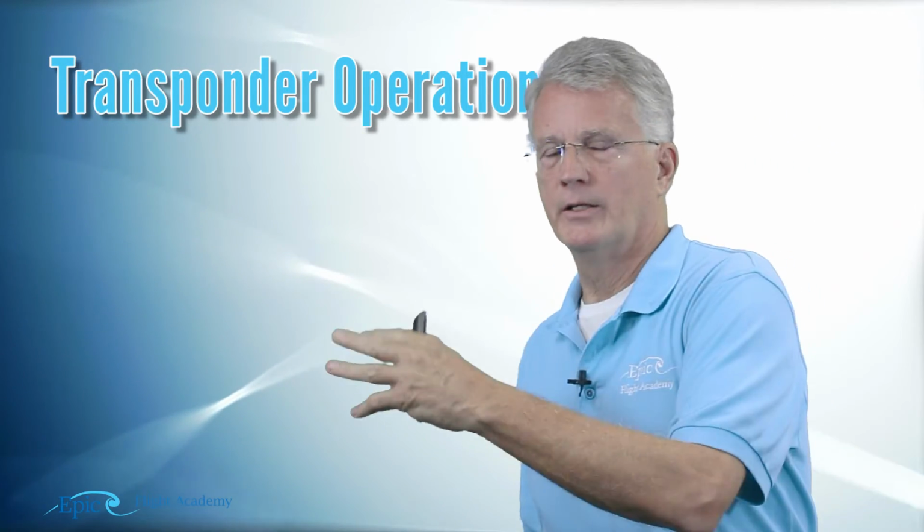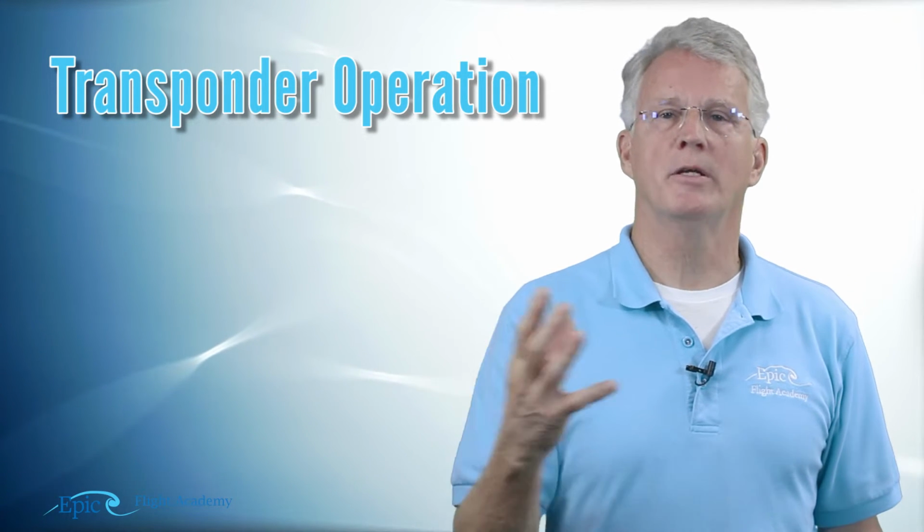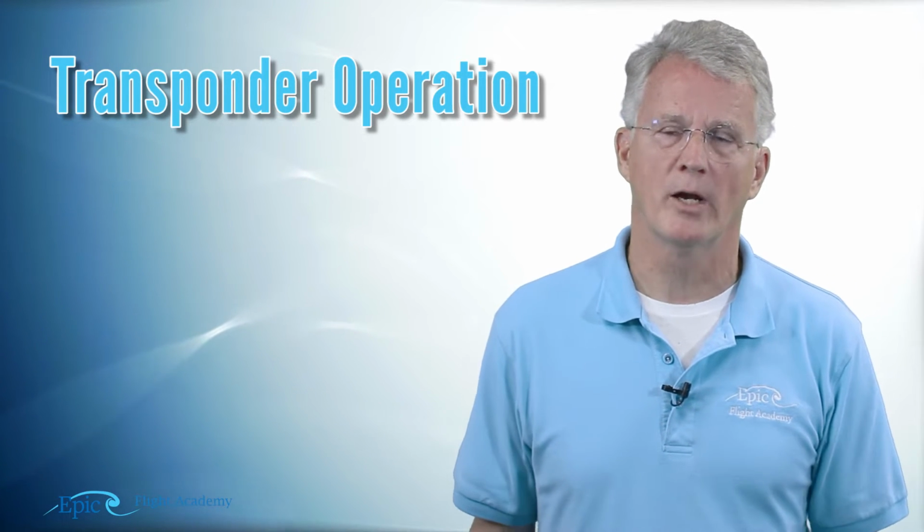So let's talk a little bit more about that transponder. So the primary signal goes out at 1090 and the secondary signal comes back at 1030, and it's carrying back information from that transponder.